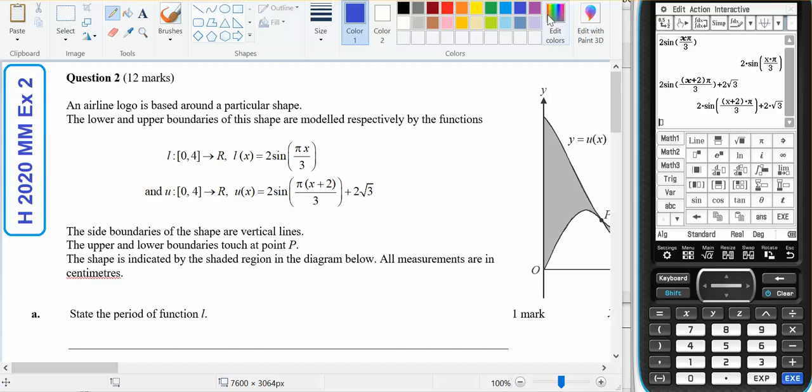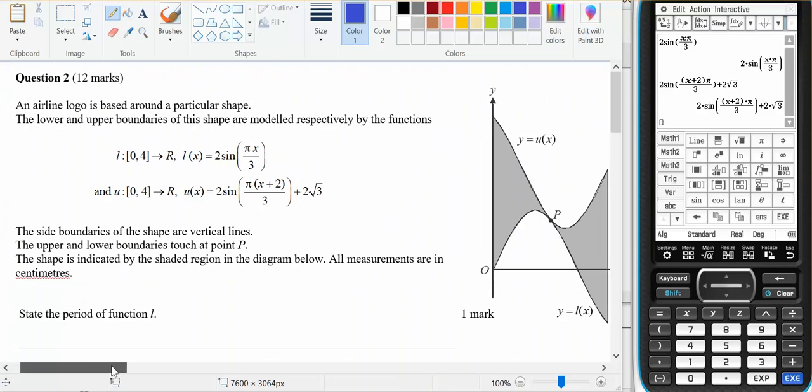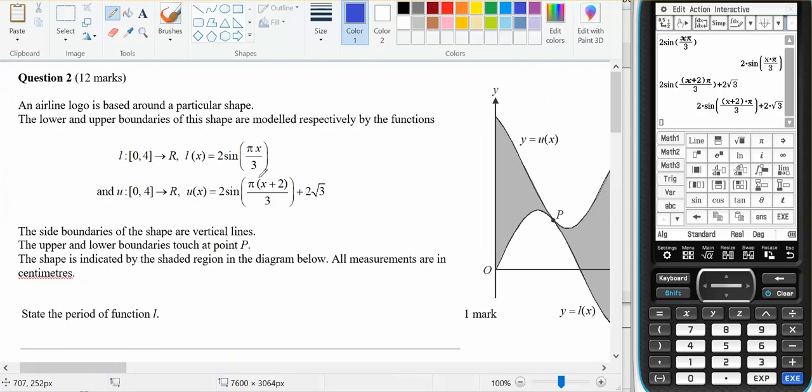This is for Year 12 Methods, comes out of Heffernan 2020 exam 2, question number 2. An airline logo is based around this particular shape. The lower and upper boundaries of the shape are modelled by L of x, the lower boundary, and U of x, the upper boundary.